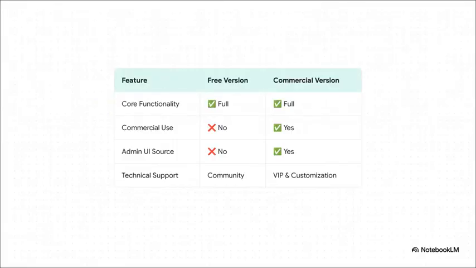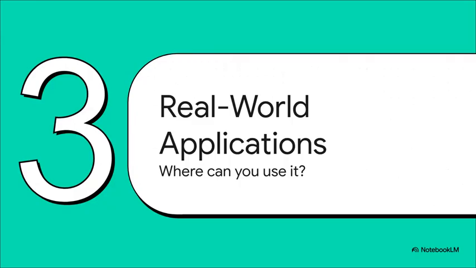Now let's talk about the big question with any open source project, the licensing. It's actually really straightforward here. The free version gives you the full, complete core functionality for any non-commercial project. It's perfect for personal projects or learning. If you're building a commercial product, or you need that VIP support, or maybe you want the source code for the admin UI, there's a commercial license for that. Simple as that.